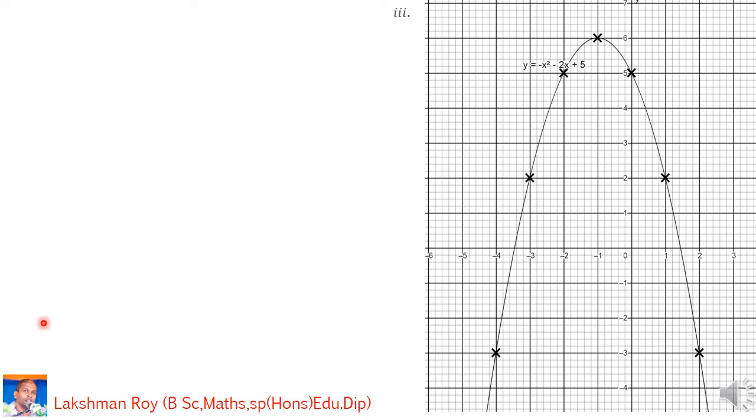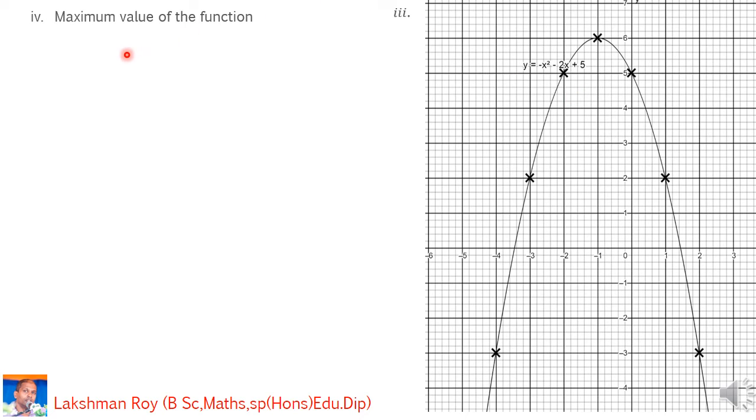Right, now let's move to Roman number 3 of the question. That one says, using the small 10 division, plot the graph of the function. I have already drawn the graph. You can plot these points easily: take the x value and then the y value, then draw the smooth curve. So this is the function y equals negative x squared minus 2x plus 5. Then let's move to the questions, students.